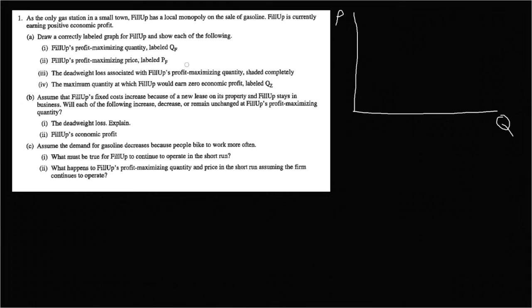It's earning positive economic profit. So we have our demand curve, like always, and it's sloping down because it's a monopoly, and we have the marginal revenue curve. That's twice the slope of the demand curve.